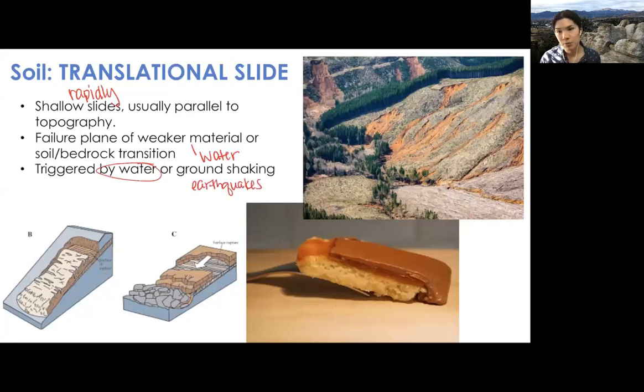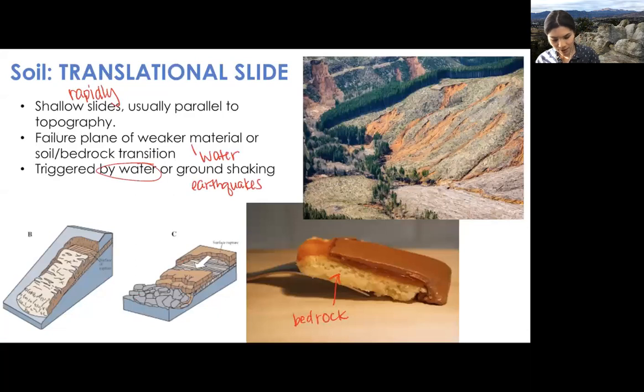So in areas that are prone to large earthquakes and have a lot of hill slopes, we worry about translational slides occurring after the earthquake. If you wanted to model a translational slide, it can be pretty easily done through candy. This is a nice example where we have a hard biscuit layer. That would be the bedrock.